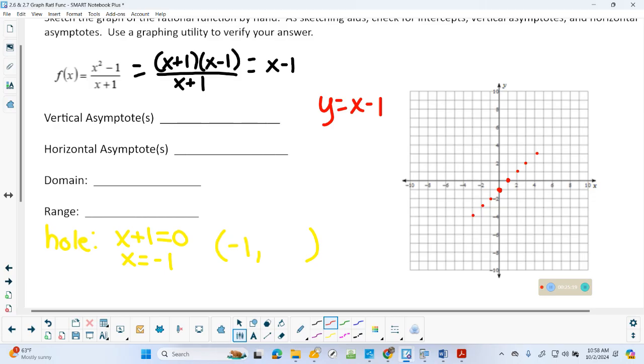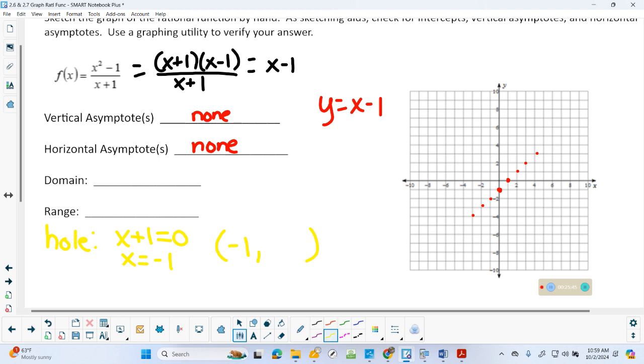Now, here's the question for you. We are down to an expression that is not a rational function. It is not a fraction. It's simplified. So there is no vertical asymptote. There is no horizontal asymptote. We just got a plain old boring line. There is domain and range, and we'll do all of that. I need to get this hole marked before I draw the actual line. Okay, well, I can do it.